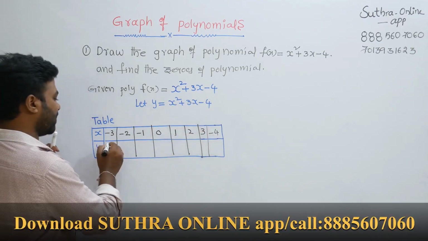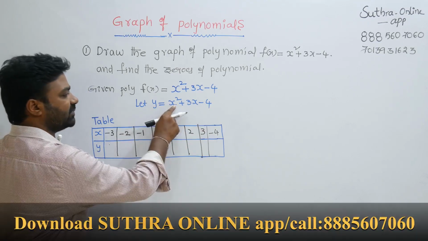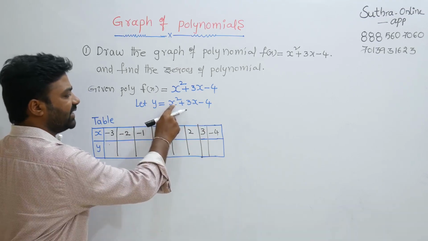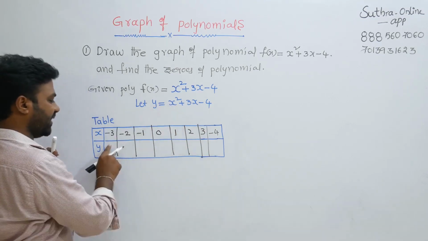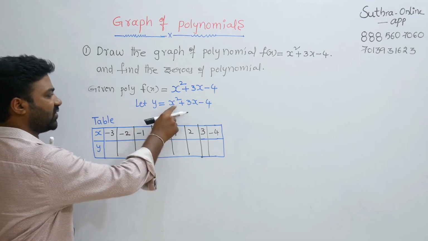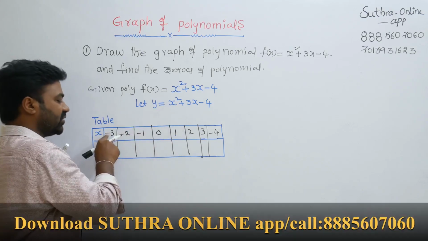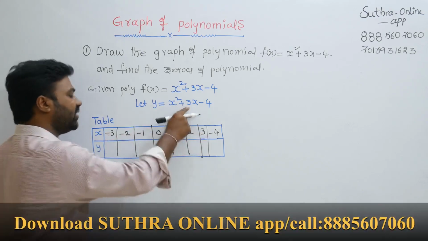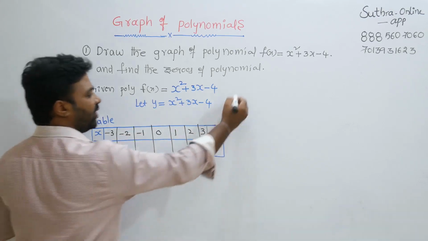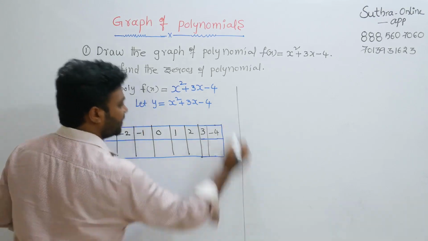Now x equal minus 3, substitute here, then we will get y. You write y here. And x equal minus 2, substitute here, and we will get some y value. Like that, all these x values are substituted here to get the y values.